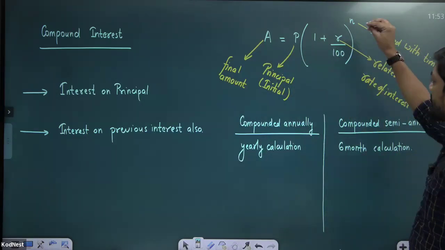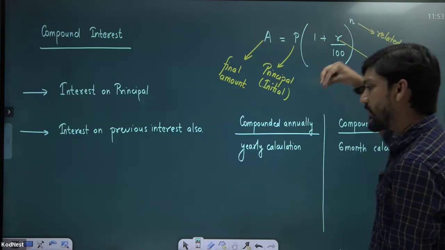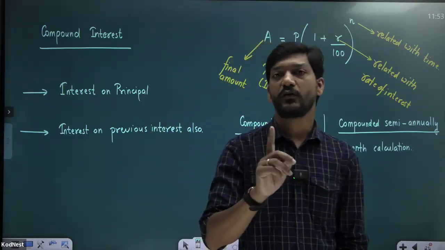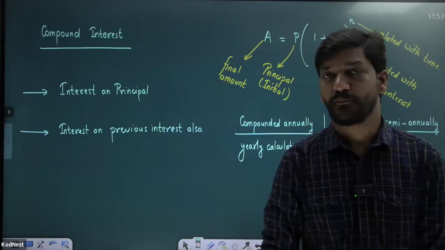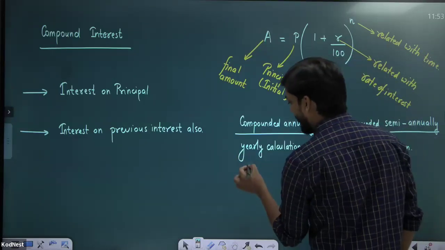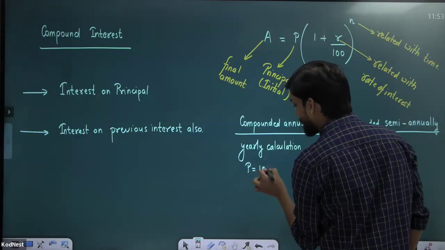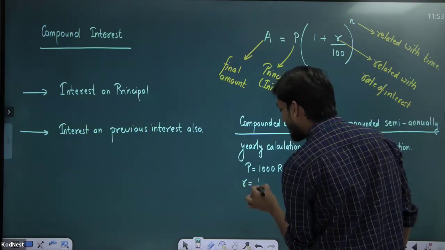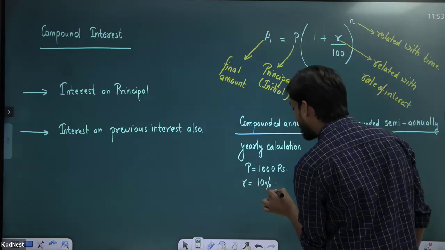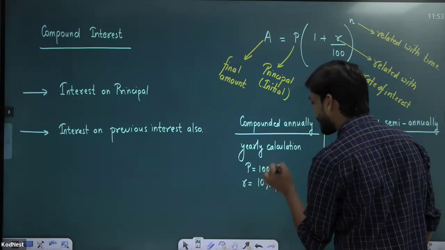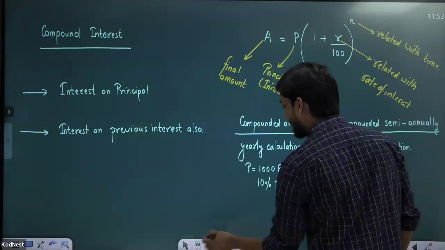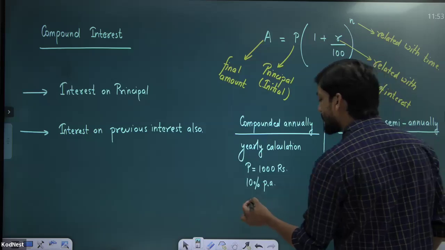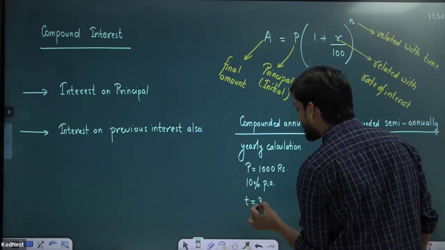Now, a rate of interest, this R, don't see. When I say rate of interest, that means per annum. The rate of interest is always given in the question in per annum. So I'm saying, suppose principal is 10,000 rupees or 1,000. Rate of interest is 10% per annum in the question. Okay, rate of interest is per annum 10%. And let's say the time is 3 years.